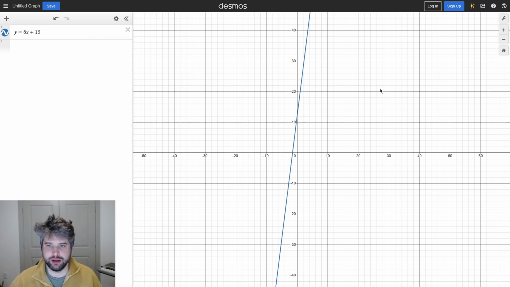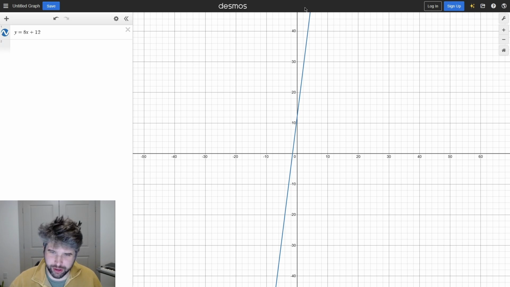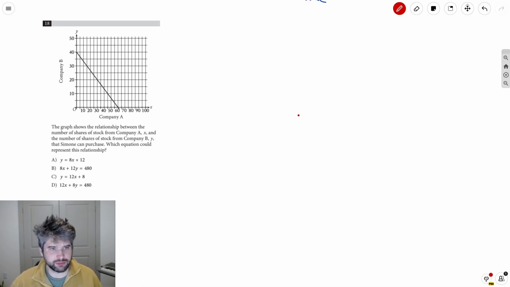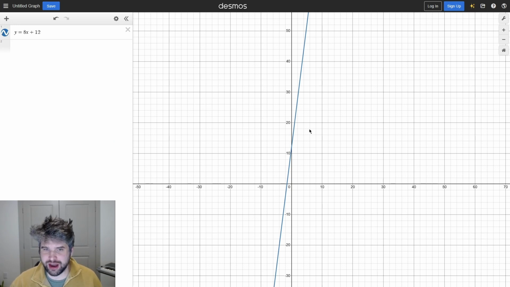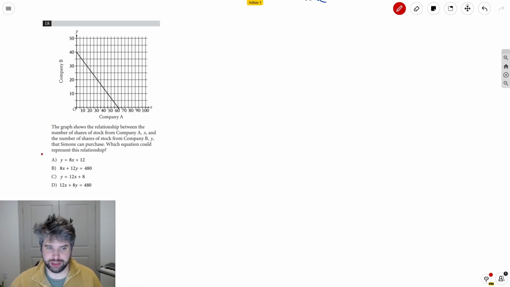And what do we get? We get an equation that slopes upwards. So when you go to the right, you're increasing. When you go to the right, the graph is going upwards. If we go back to this line, we're going downwards. When we go right, we actually go downwards. So the line that Desmos just plotted is definitely not what this line is. So we can rule out A.